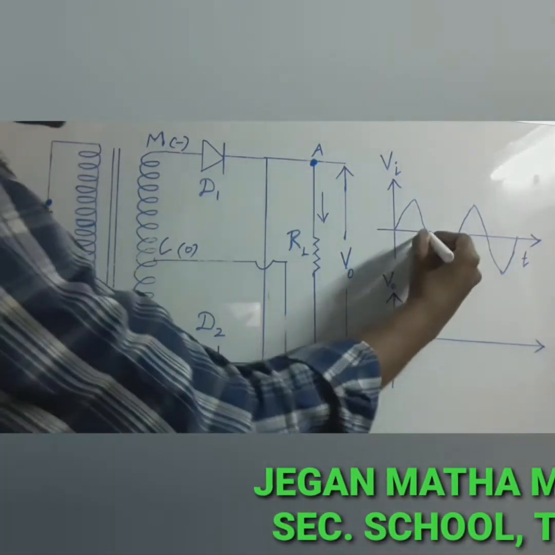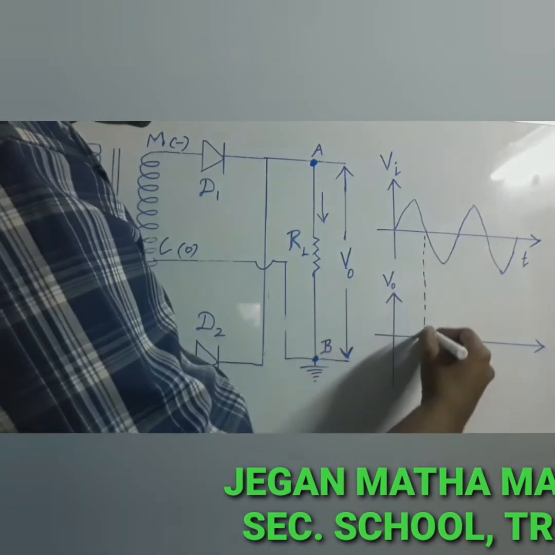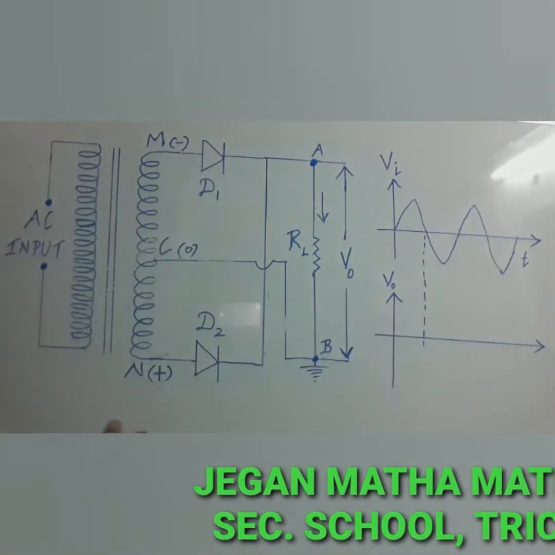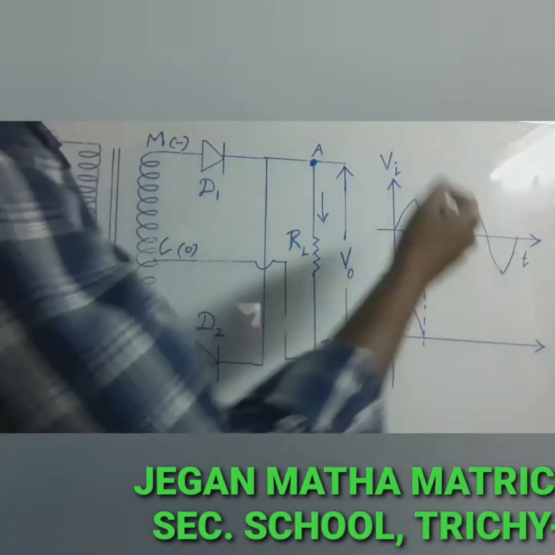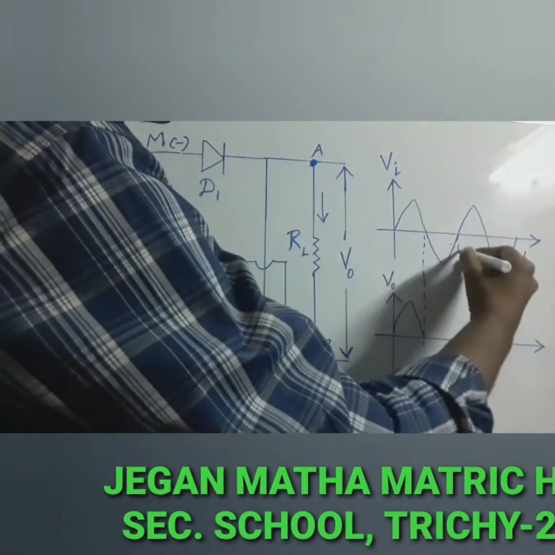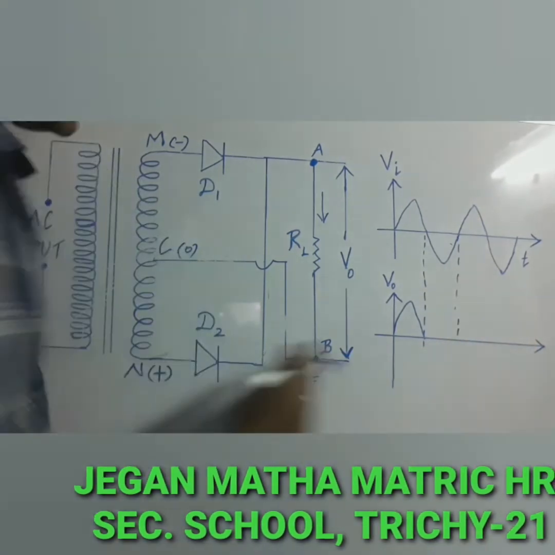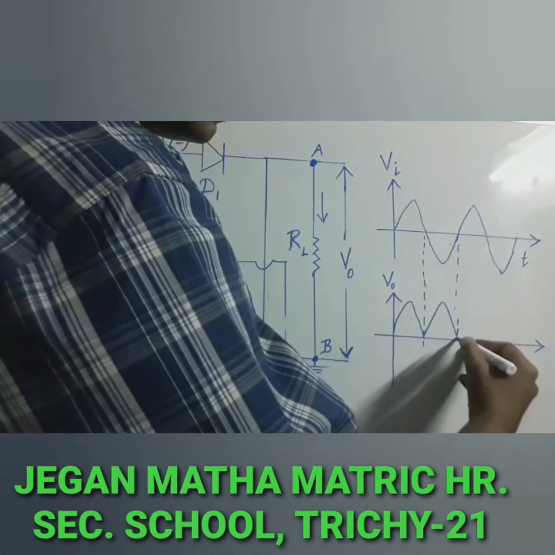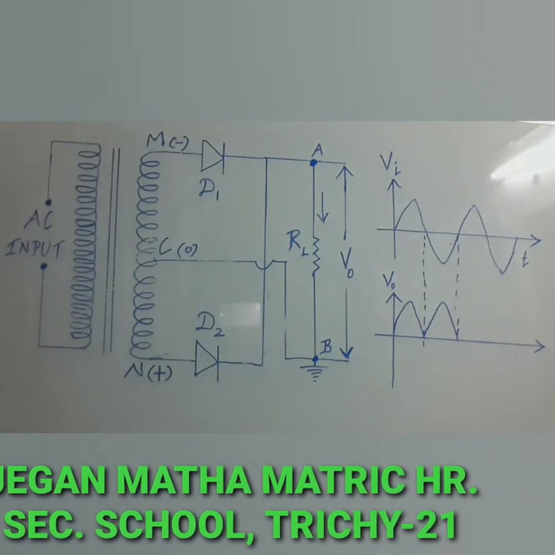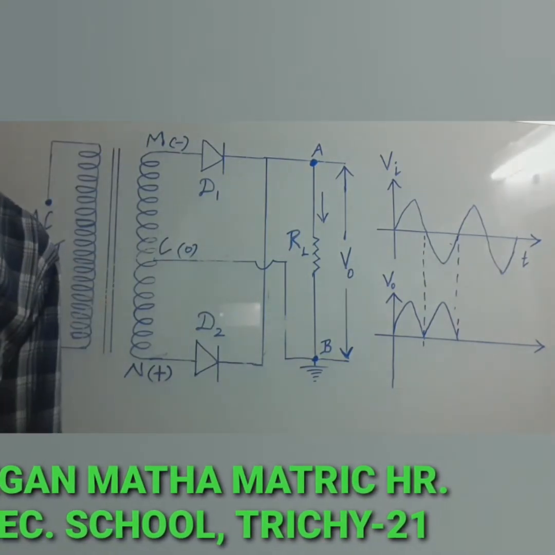During the positive half cycle, diode D1 is going to conduct, so there will be an output voltage. During the negative half cycle, who is going to conduct? D2 is going to conduct, so there will be an output voltage. Compare with the half wave rectifier.